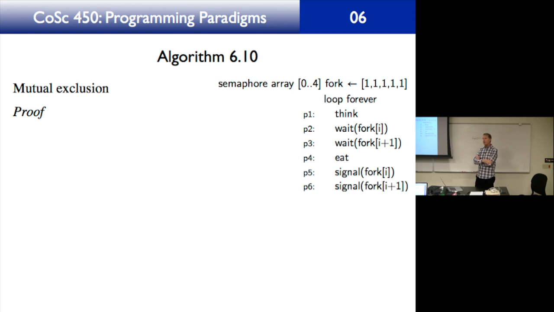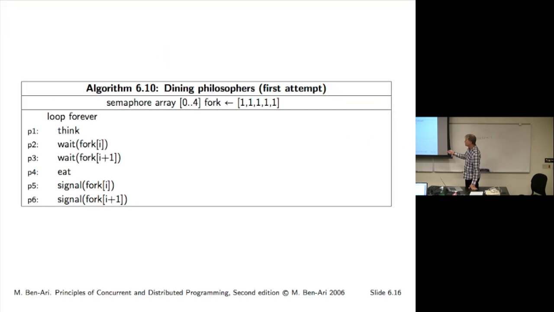Well, you understand that the waits are atomic. Oh no, you can have interleaving. That was a good point. So your point is, what happens if there's interleaving between P2 and P3? So what could happen in that case? If he picked up the fork on his left, he picks up his fork on the left. Oh, never mind. Did you just convince yourself that we do have mutual exclusion?